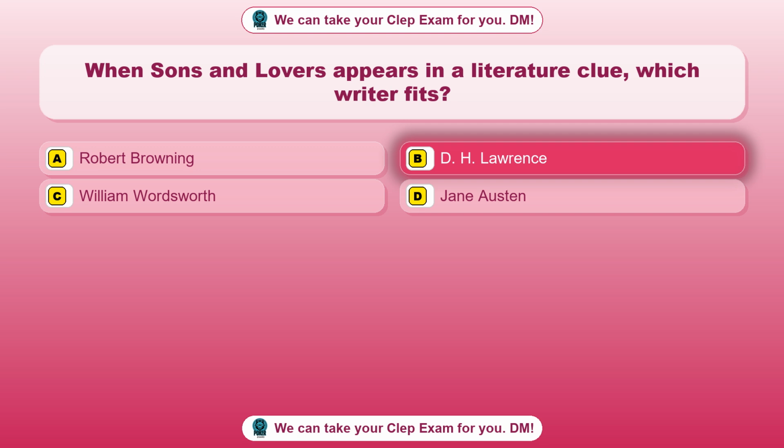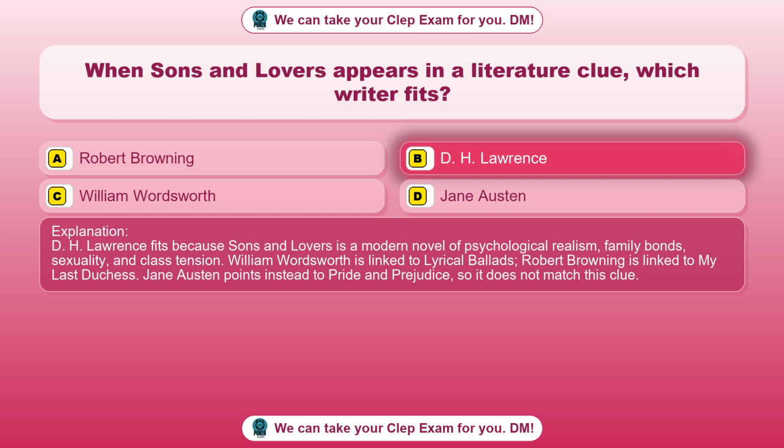D.H. Lawrence. D.H. Lawrence fits because Sons and Lovers is a modern novel of psychological realism, family bonds, sexuality, and class tension. William Wordsworth is linked to Lyrical Ballads. Robert Browning is linked to My Last Duchess.